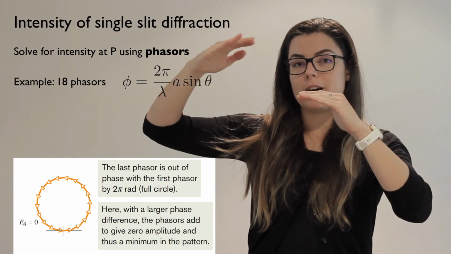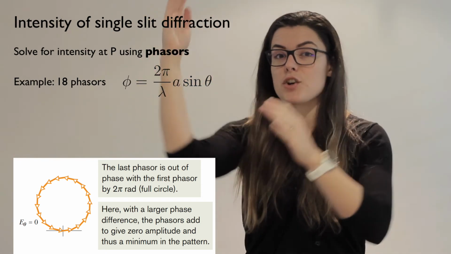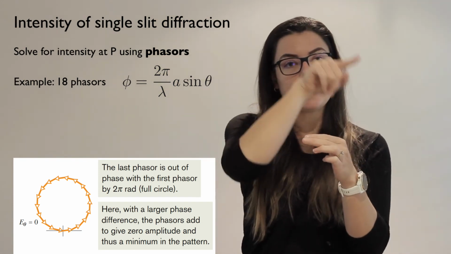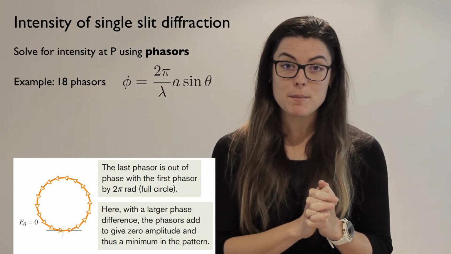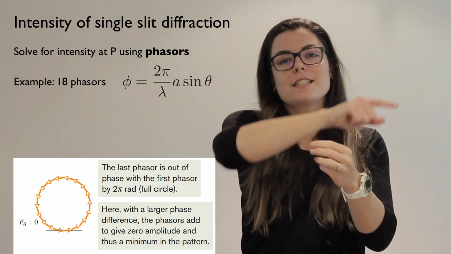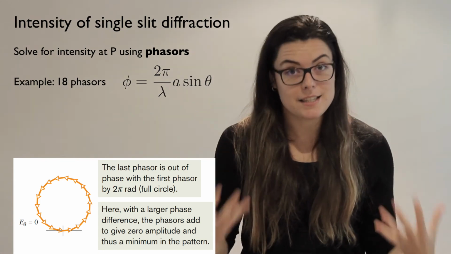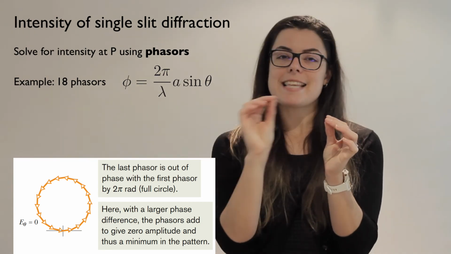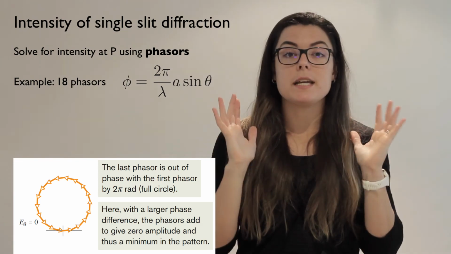So this is what happens when we go further and further out, and we can see the intensity of the diffraction pattern decreasing until they end up curling around completely and making a full circle. And this is where we encounter our first minimum in the diffraction pattern. Once all of the phases curl around and make a full circle, the amplitude of the resultant vector is obviously going to be 0. So we have a minimum in the diffraction pattern. And the last phasor is out of phase with the first phasor by, what is it going to be? It's going to be 2 pi.